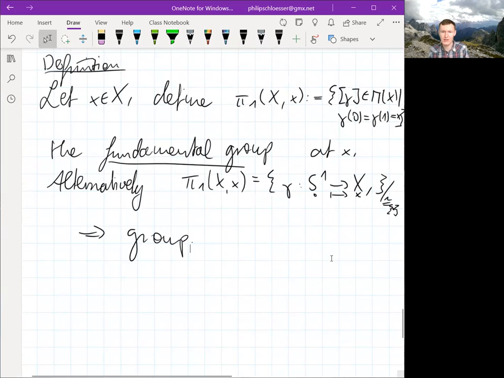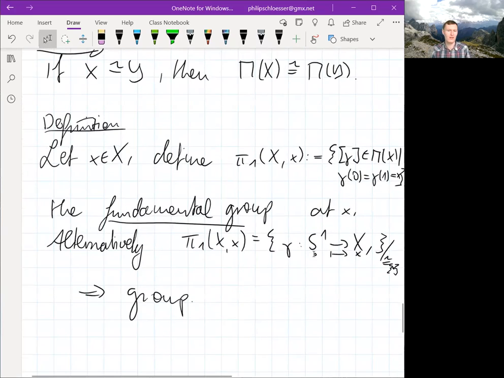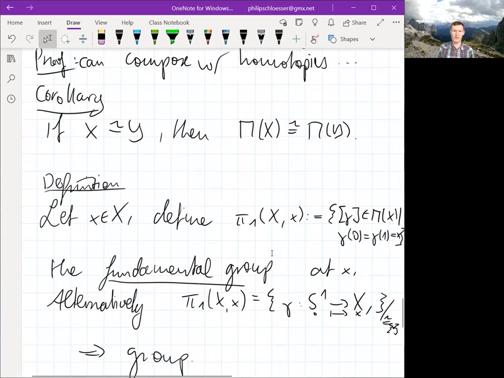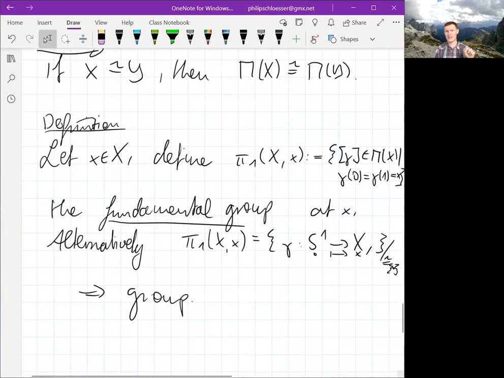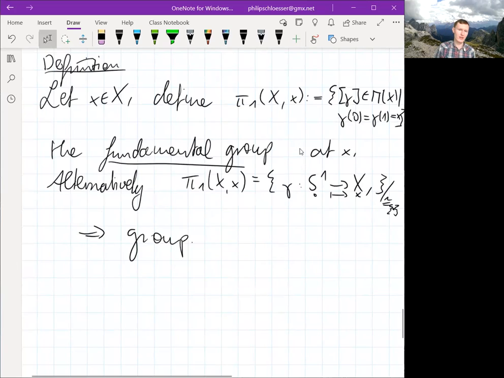And now it's not that hard to show that if you can find a path from one point to another point, then the fundamental groups at those two points are isomorphic. So eventually we will see that the fundamental group pi1 just depends on the path component that small x is in, and not on small x in particular.